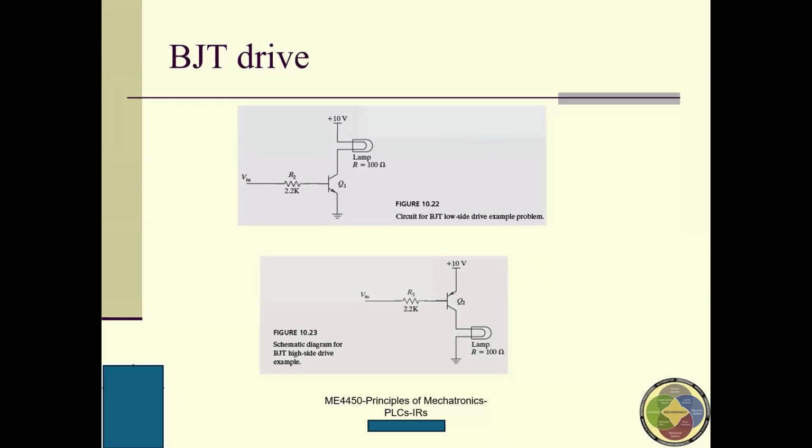So these two circuits work in the opposite way. Okay. For this one, if you increase the VIN, the lamp is turned on. And for this one, if you decrease the VIN, the lamp turns on. Why? Because you are using different transistors. One is NPN, the one below is the PNP.